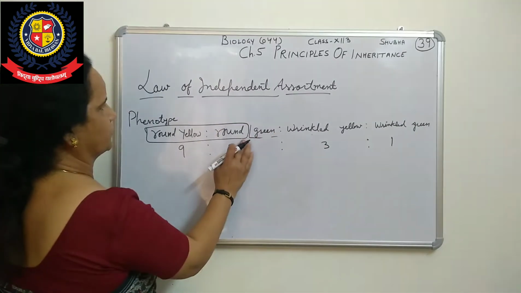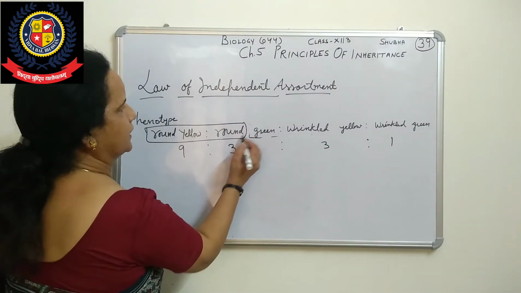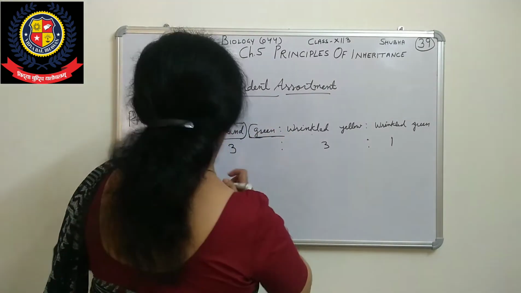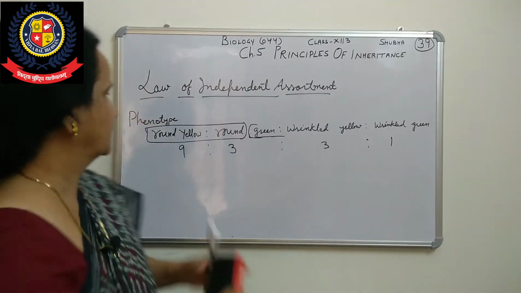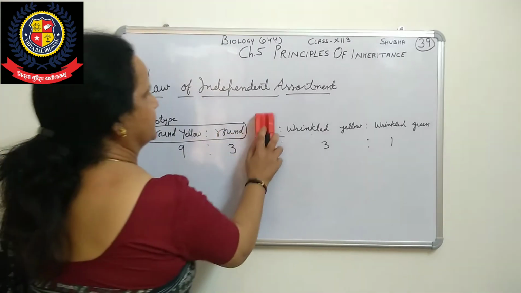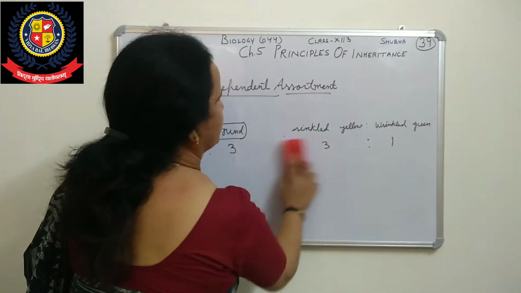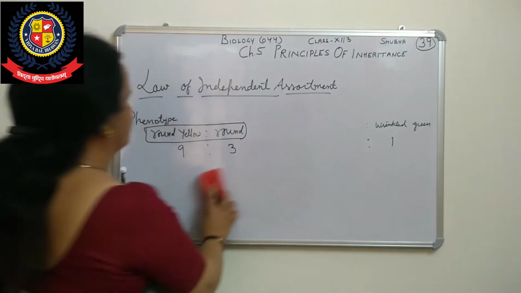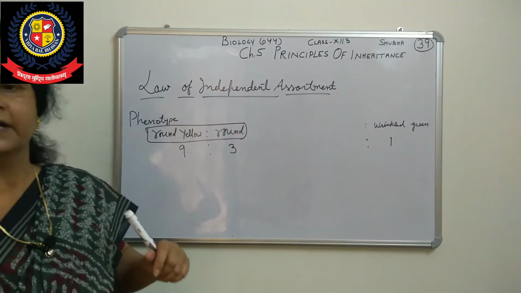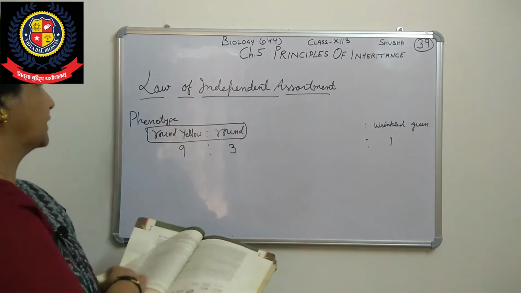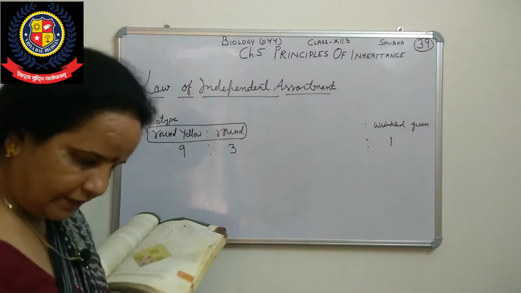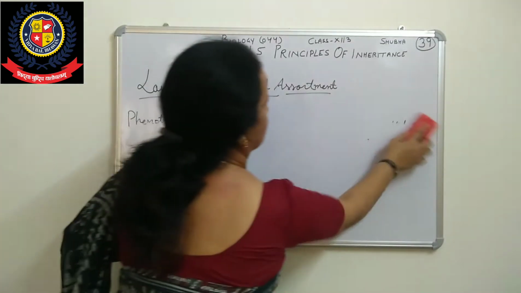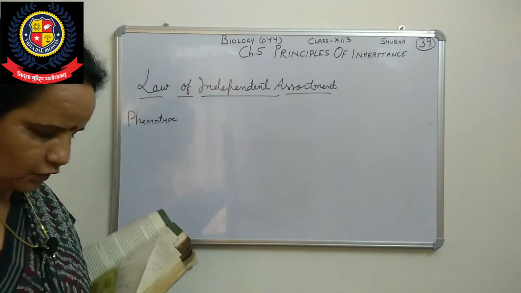Sorry, 1 minute. Yes, this one like this. Now this one green and wrinkled. What we have written here? Just again we will write here. We have got here one, we have got round and yellow. Again I am writing here. All these are phenotypes. We have got four phenotypes.